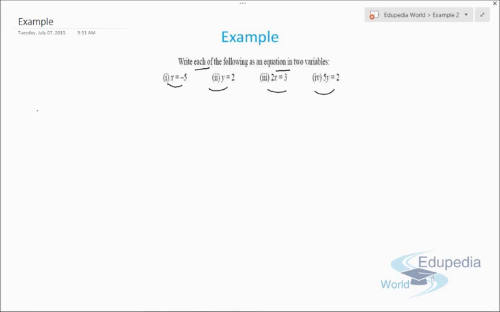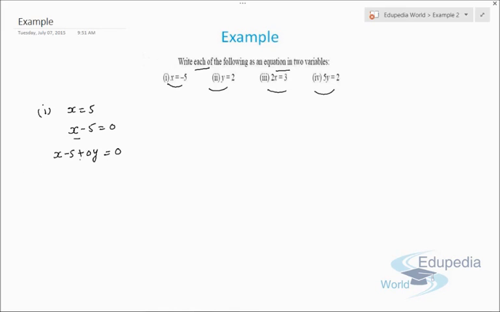So first equation is x equals to 5. Now x equals to 5 means, now how to write this equation in two variables? We can first rearrange this equation, so it will become x minus 5 equals to 0. Now we need to introduce another variable in this equation to make it an equation in two variables. So what we can do is, we can write x minus 5 plus 0y equals to 0.